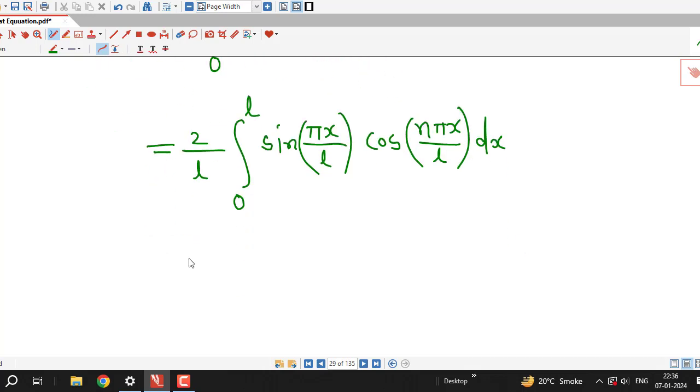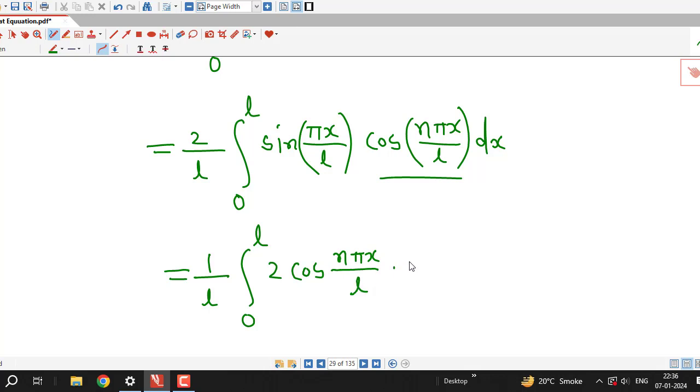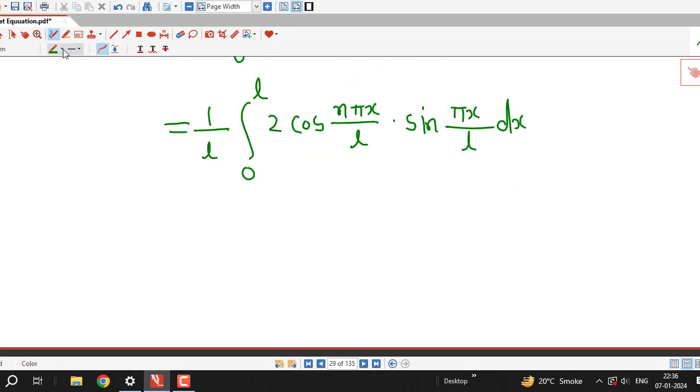And to integrate this, we can take this 2 inside, and let me write this first. 2 cosine n pi x divided by L into sine of pi x divided by L integral with respect to x. Now I can use that formula that if I have 2 cos alpha into sine beta, we can use this formula.